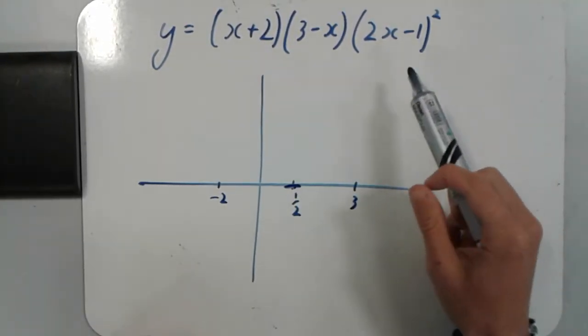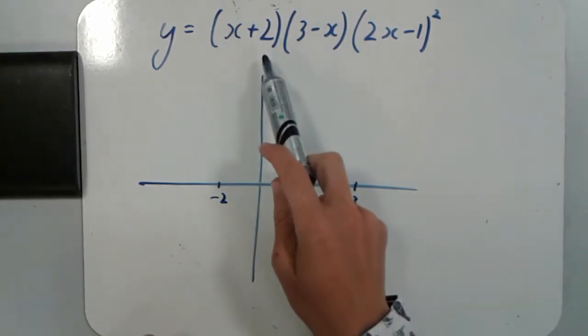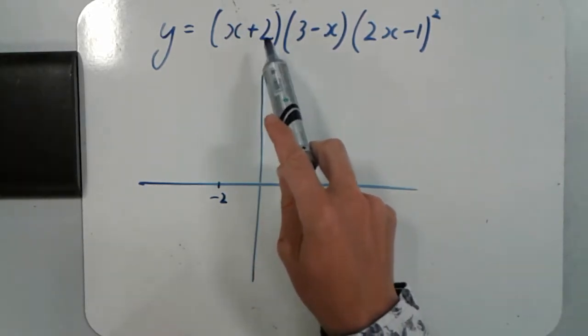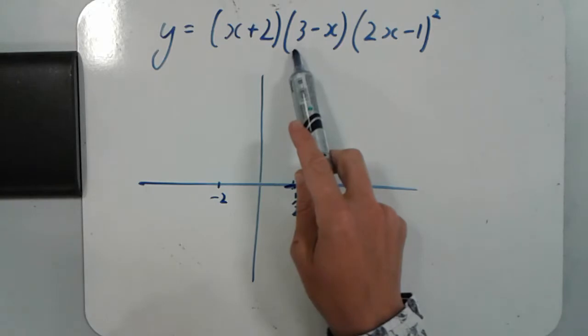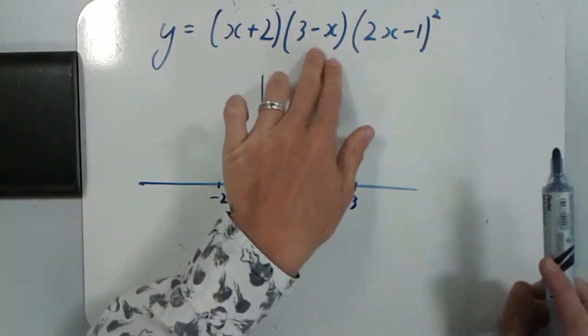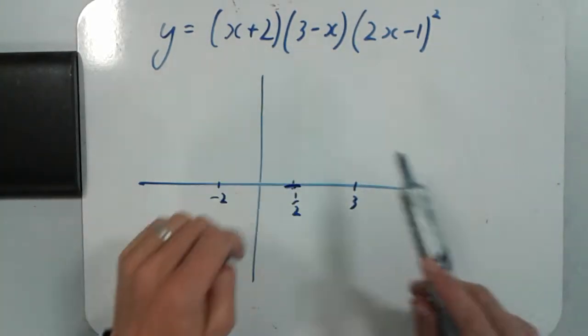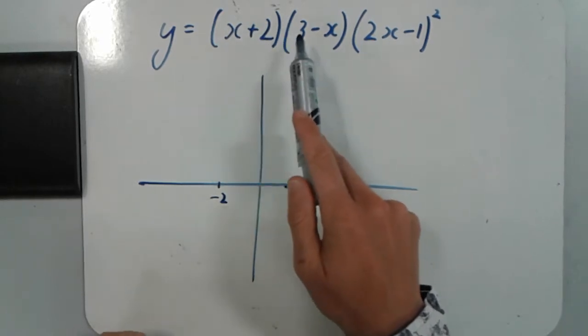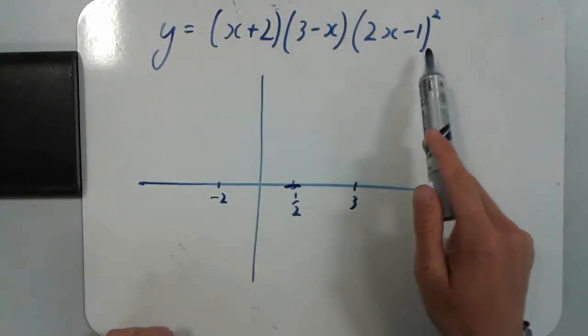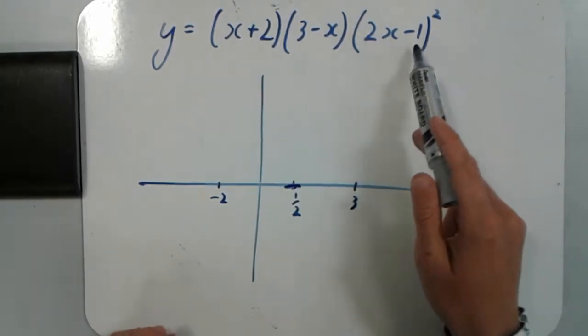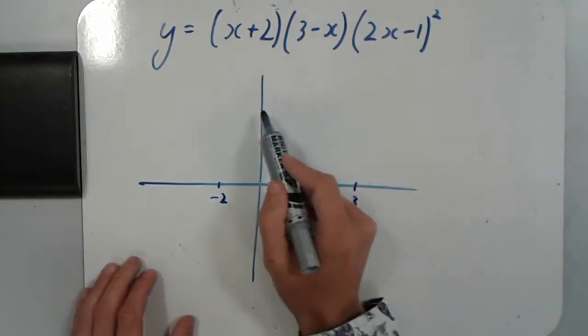And now we're going to check our y-intercept. So we've got 2 times 3. Remember, it doesn't matter that the x is behind it here. X is 0 when we're looking at the y-intercept. 2 times 3 is 6 times 1 minus 1 squared. So that is still positive 6.